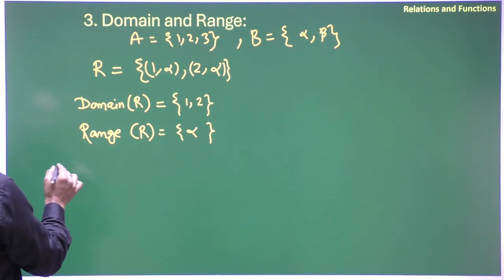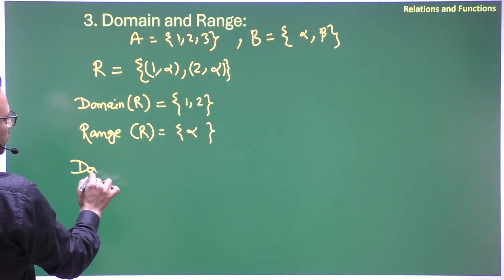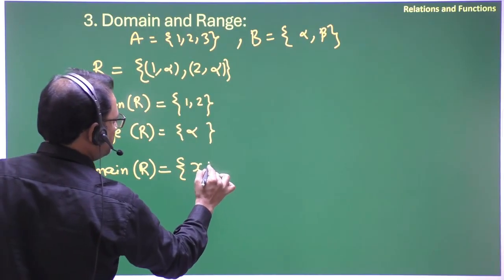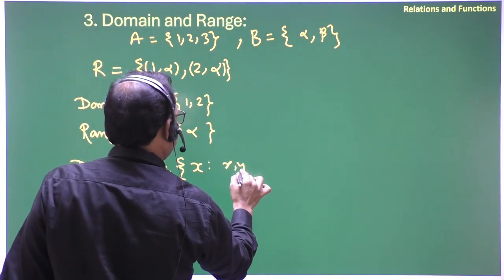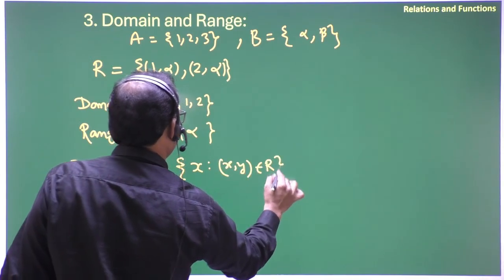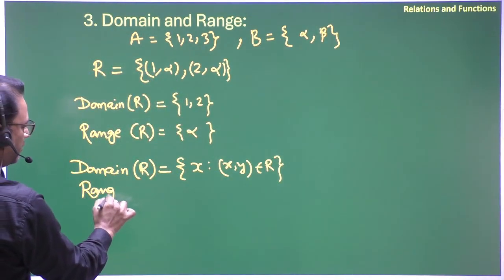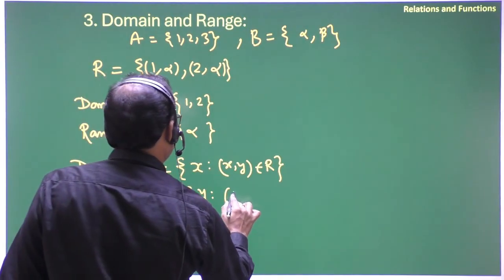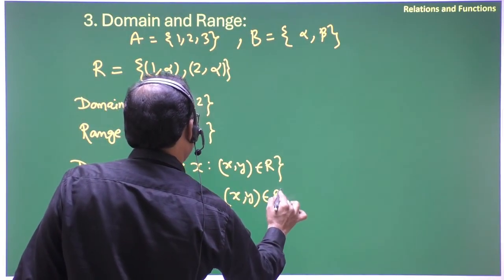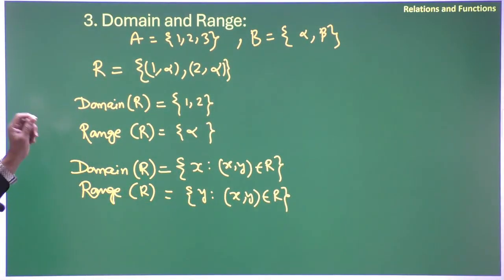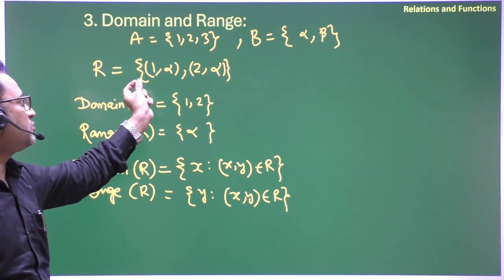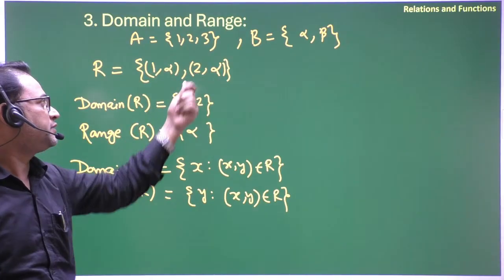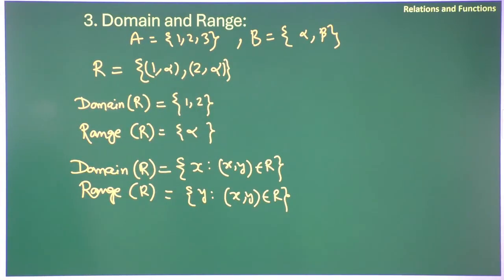So you can generalize your definition. You can write it this way: the domain of the relation R is equal to the set of all first components x such that (x, y) belongs to your relation, and the range of the relation R is the set of all second components y such that (x, y) belongs to the relation. So from the relation we can only take those elements which are present in the relation. The set of all first components is the domain, and the collection of the second components is the range of the relation.